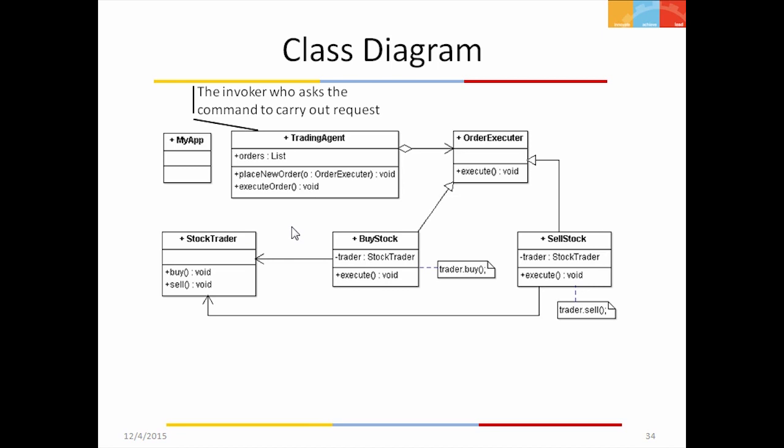So this is the invoker. The trading agent is the invoker. This invoker basically asks the command to carry out the request. So this is the invoker which says either buy or sell. Order executor is essentially the abstract command. This one actually executes an operation.